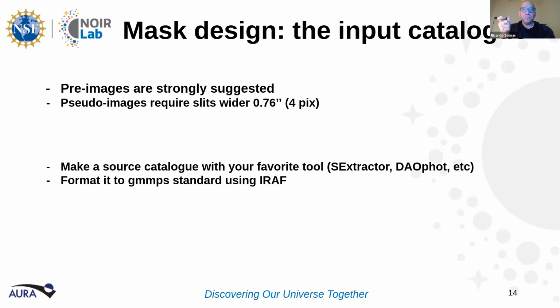But then, basically, I'm not going to be describing the case that Rodrigo talked a bit more about, the pseudo images, images that you produce with GMMPS. In this case, we have our own image, we are running something, detecting sources, and then this catalog, we need to translate it so GMMPS can understand it. If you have used SkyCat before, you know SkyCat likes catalogs in a very precise format. So there is a tool in IRAF that helps you to go from, let's say, a SExtractor catalog into something that GMMPS will understand, that the SkyCat will understand.